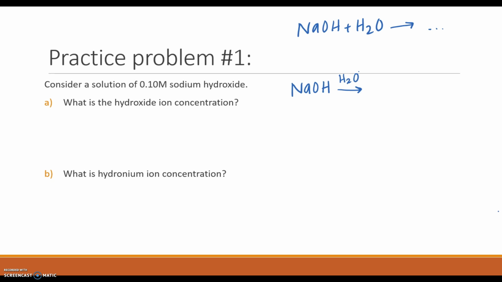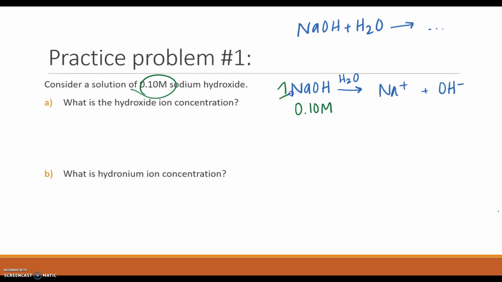Okay, so what does sodium hydroxide do when you put it in water? Well, it dissociates. And what does that mean? Remember, it means that it just separates into its two ions. So you would have that. Okay, now what you have to remember is that they're giving you a concentration. So you have 0.10 molar of this.